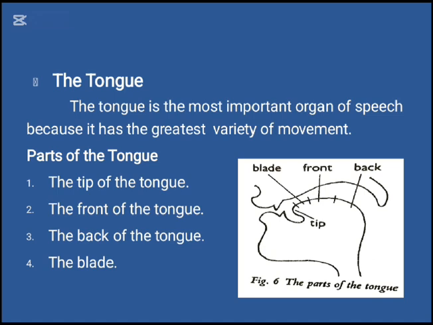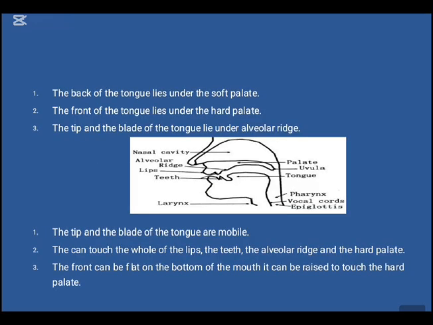The back of the tongue lies under the soft palate. The front of the tongue lies under the hard palate. The tip and blade of the tongue lie under the alveolar ridge. The tip and blade of the tongue are mobile. They can touch the whole of the lips, the teeth, the alveolar ridge, and the palate. The front can be flat on the bottom of the mouth. It can be raised to touch the hard palate.